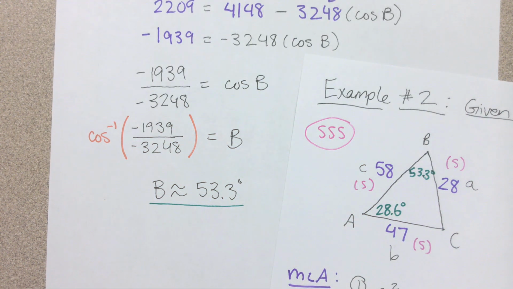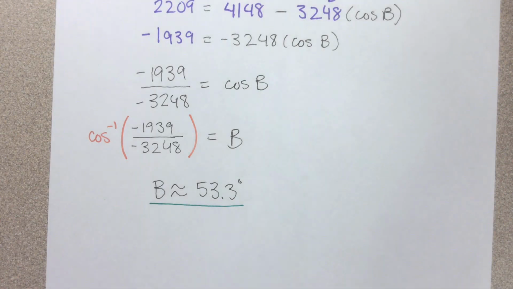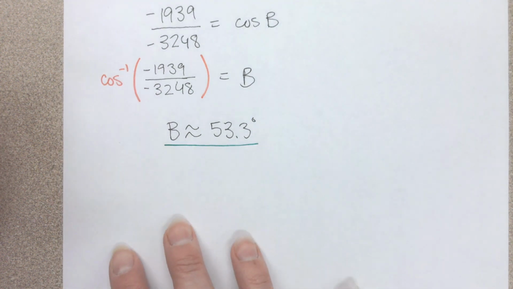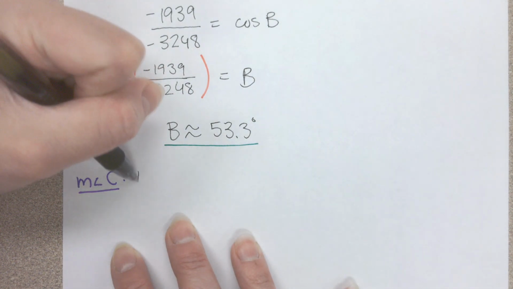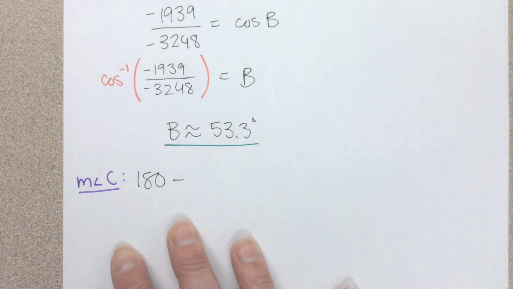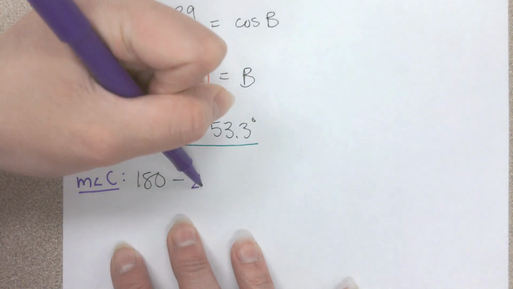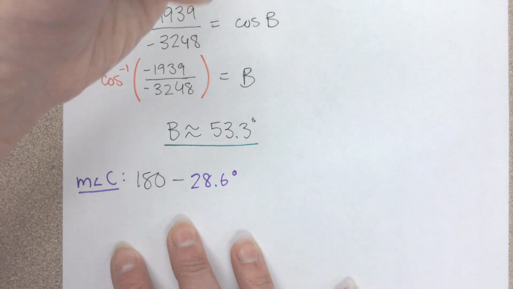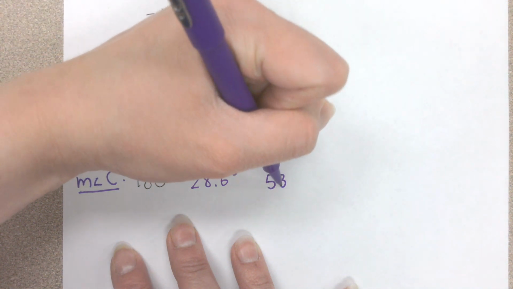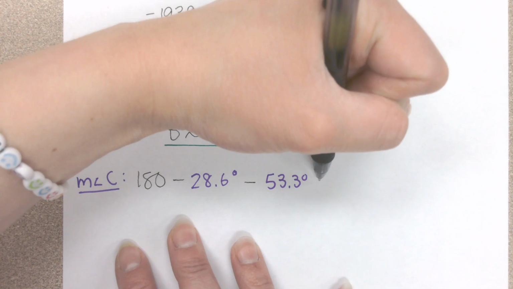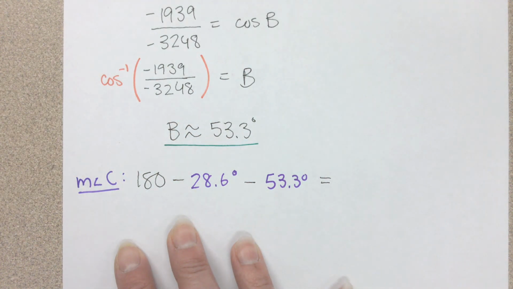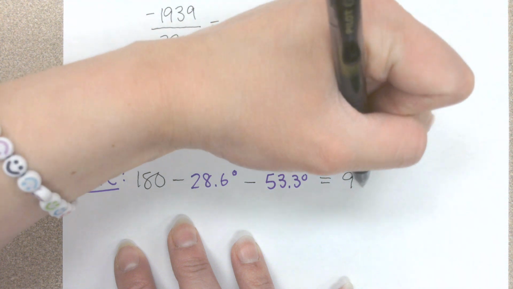And we are only missing angle C, so we can use 180 to get us that one. 180 minus 28.6 minus 53.3 degrees is 98.1 degrees.